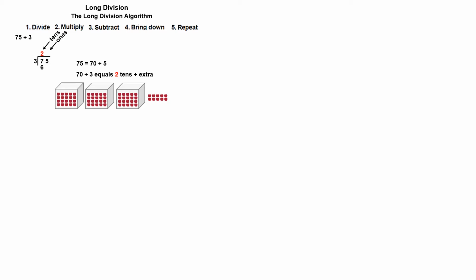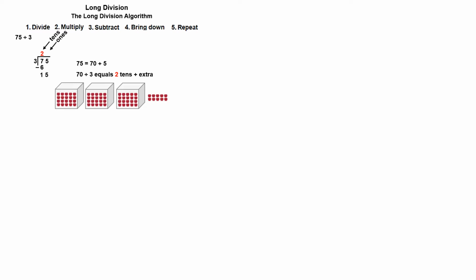Here's the third step. This is the subtraction step. Write a subtraction sign next to the 6. Subtract 6 tens from 7 tens. Write your answer directly below the 6. Bring down the next digit of the dividend. Bring the 5 down next to the 1. We repeat the division process using the 15 as the dividend.